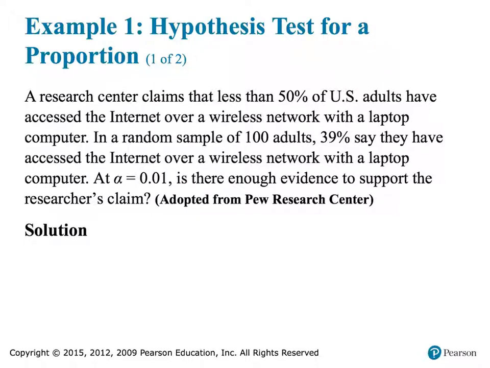Let's try this. Let's say that a researcher claims that less than 50% of U.S. adults have accessed the internet over a wireless network with a laptop computer. So they're claiming that the percent or proportion is less than 50%, which would be 0.50. That is the claim. Notice that claim is not a statement of equality, so that belongs in the Ha. The H0 then would be the complement of that. Well, the complement of less than is greater than or equal to.